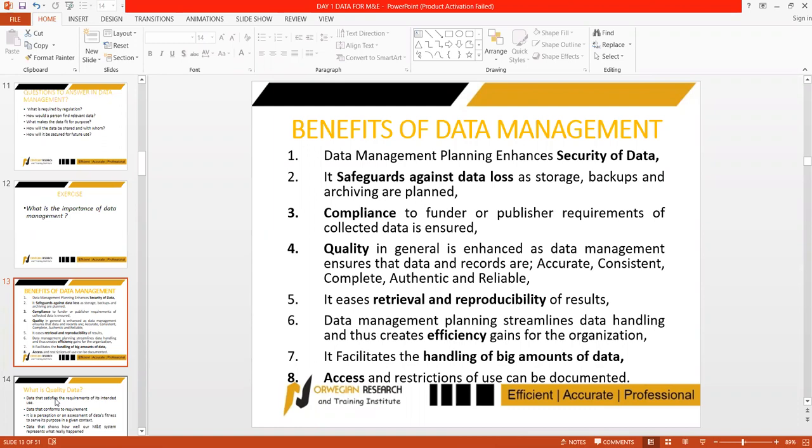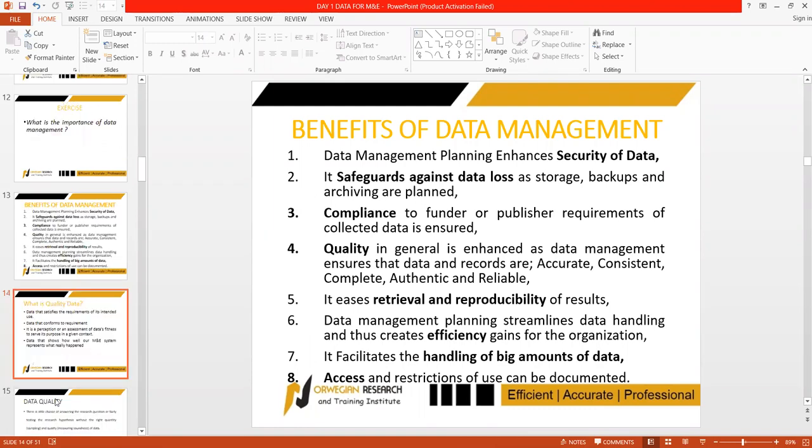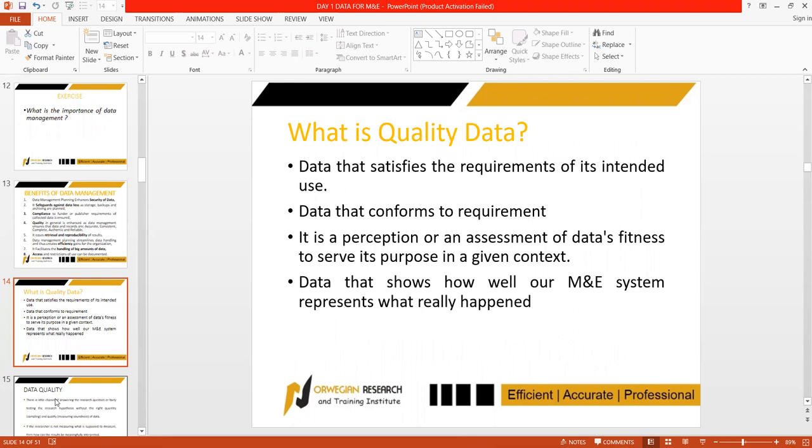So we have covered so much, and now we want to move to the concept of data quality. Data quality, because, as you have already said, it is a component of data management. When we talk about data quality, what do we mean? Data quality is data that satisfies the requirements. The requirements are sometimes called specifications when you are in the engineering field.